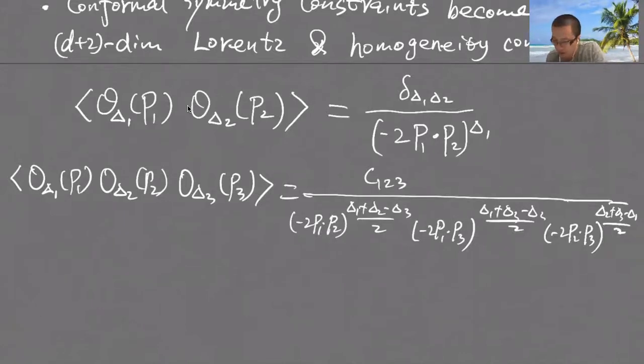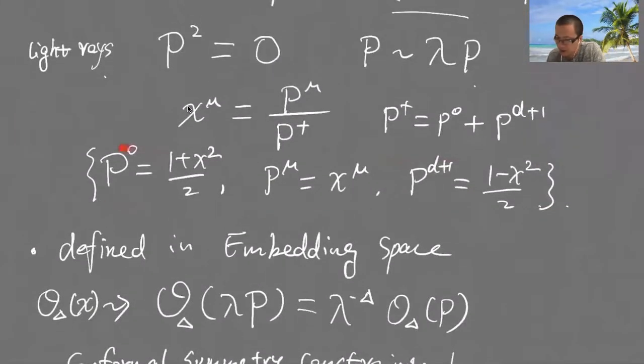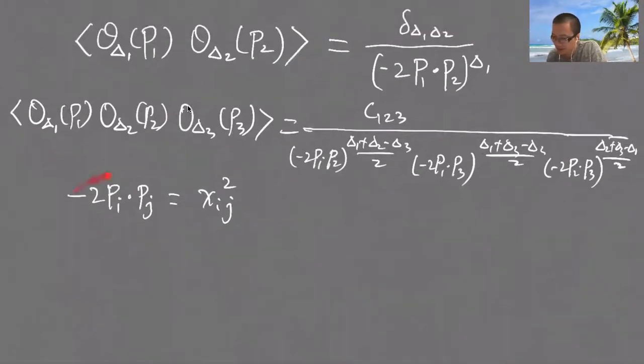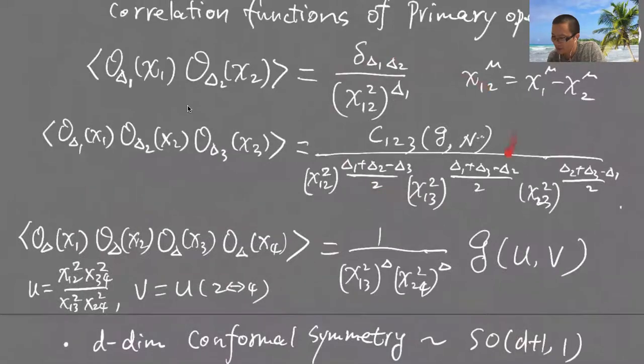To see that, one needs to use the fact that minus 2 Pi dot Pj is basically xij squared. So this you can see by using this parametrization. It's easy to see that. Just plug it in, and you will see Pi dot Pj is simply xij squared. All right. So using that, you see this answer reduces to the one we wrote out previously in coordinate space, those ones.